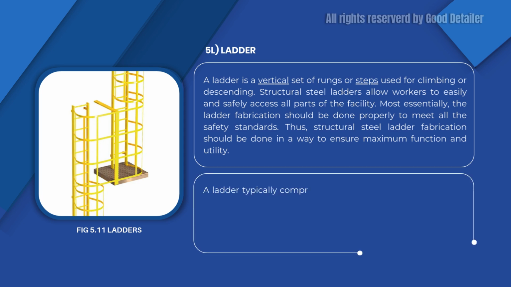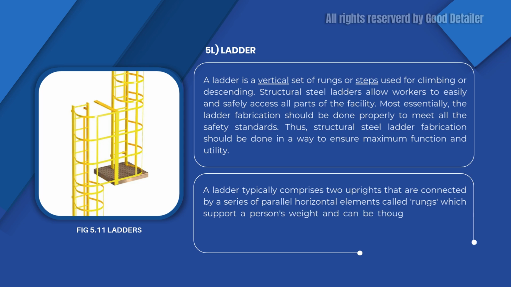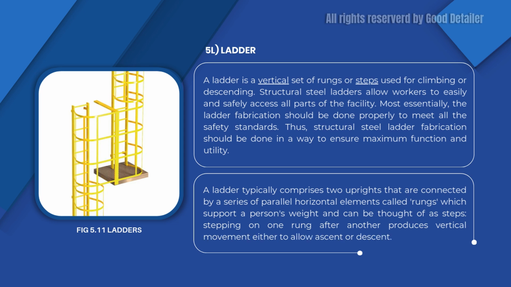A ladder typically comprises two uprights that are connected by a series of parallel horizontal elements called rungs, which support a person's weight and can be thought of as steps. Stepping on one rung after another produces vertical movement, either to allow ascent or descent.